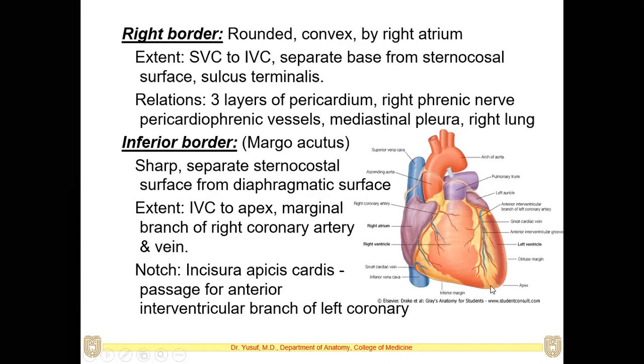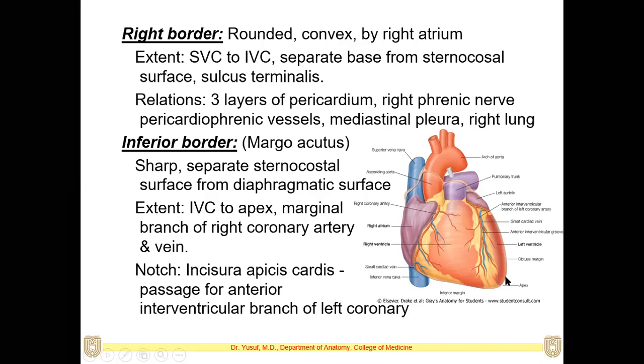Okay, so the heart is sitting on the diaphragm. So that surface is separated from the sternocostal surface by this inferior border. This is the inferior border. So this is the inferior margin. Okay, the border. It extends from the inferior vena cava up to the apex of the heart.